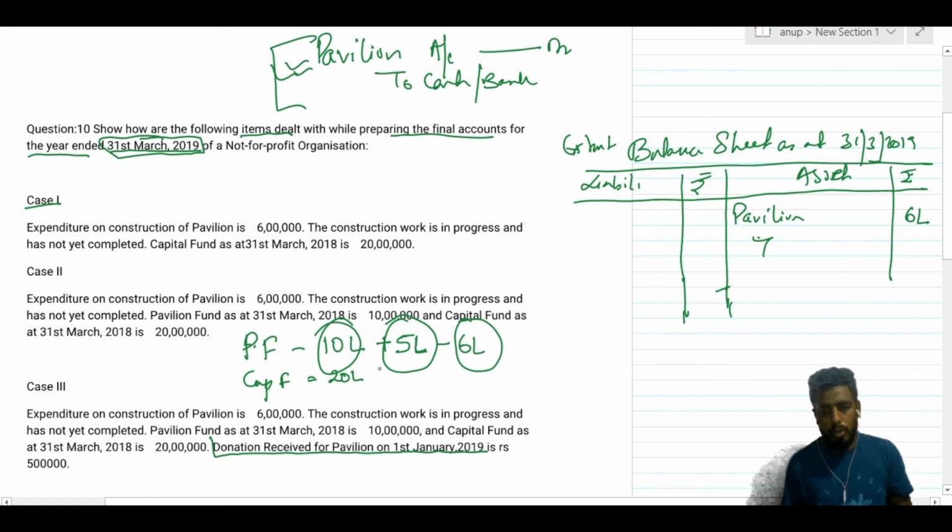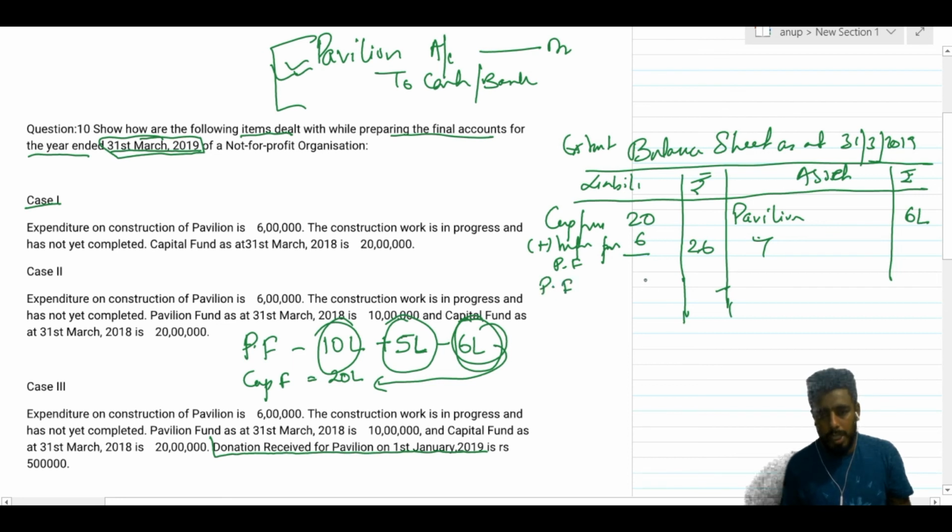So how will you show this in the final account? Capital fund was 20 lakh and the 6 lakh which was incurred will be transferred to capital fund now. So 6 lakh will be transferred from pavilion fund. So your capital will now become 26 lakh. And the pavilion fund which was 10 lakh before, you receive a donation of 5 lakh now, and there was an expenditure on pavilion which was 6 lakh. So therefore your pavilion fund will now become 9 lakh rupees.